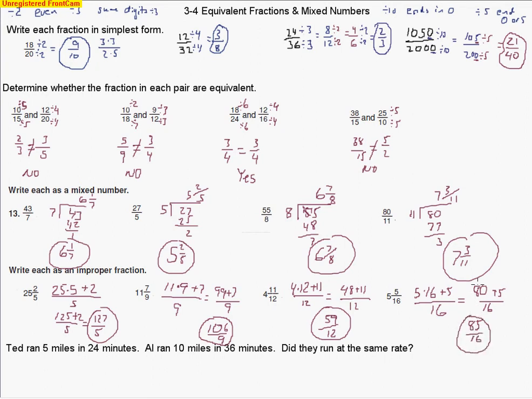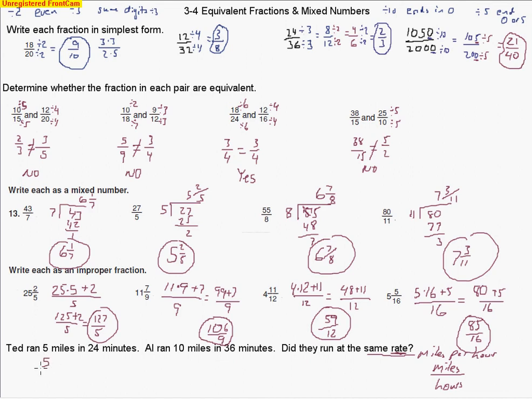Well, last type of problem. It says Ted ran 5 miles in 24 minutes. Al ran 10 miles in 36 minutes. Well, they're pretty fast. Did they run at the same rate? Well, the rate just means like miles per hour. Well, if I was to write that as a fraction, per is the division sign. So I could do this. I could take miles and divide by the number of hours. And so I could write this as a fraction and see if the two fractions are equivalent. So I'm going to write that down.